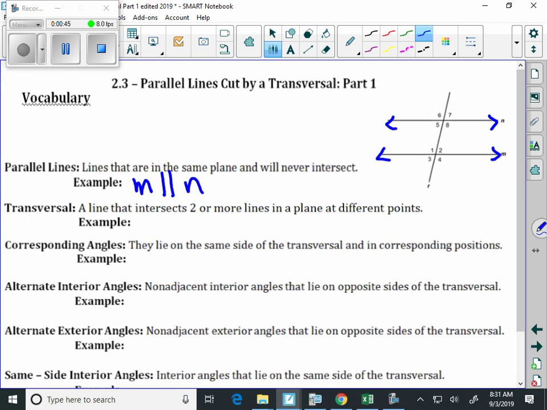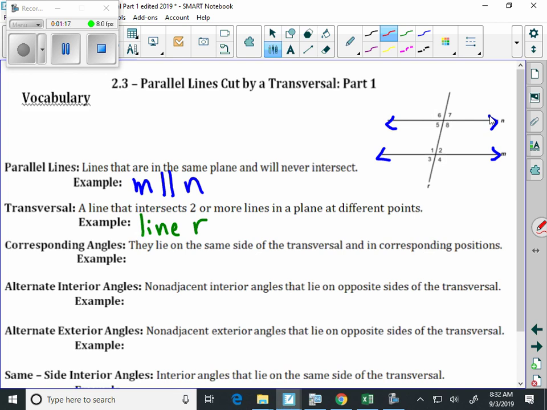A line that intersects two or more lines in a plane at different points, in this case is line R, is a transversal. Corresponding angles lie on the same side of the transversal and are in corresponding positions. So sometimes, when that definition says corresponding, it means corresponding angles in corresponding positions.